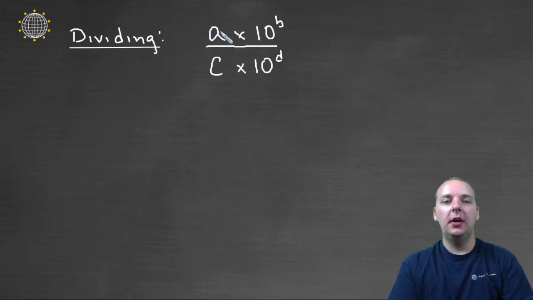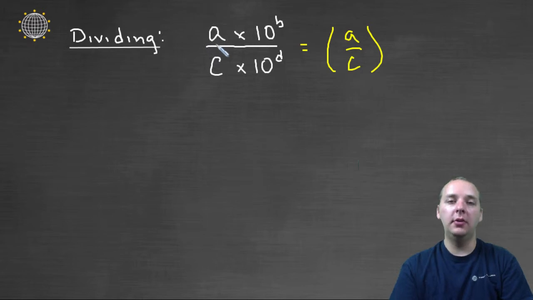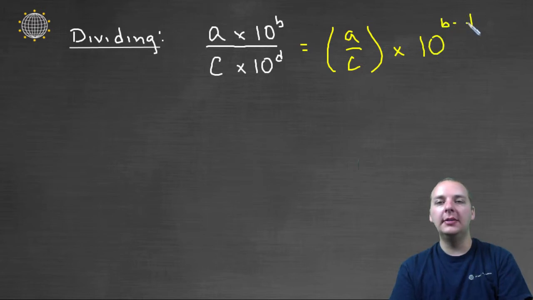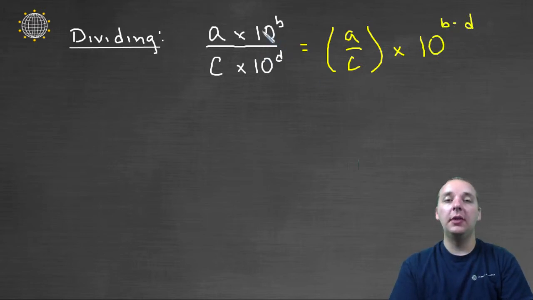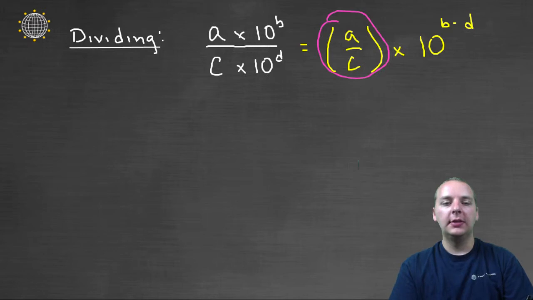For division, what we can do is take a divided by c to be your leading number, times 10 to the b minus d, because as you well know, if you have like bases, then you would subtract the exponents. The same thing is true that I said just a minute ago. This a over c, if that's not between 1 and 10, if it doesn't just have a ones place, you might need to adjust the decimal place. So let's give this one a shot.